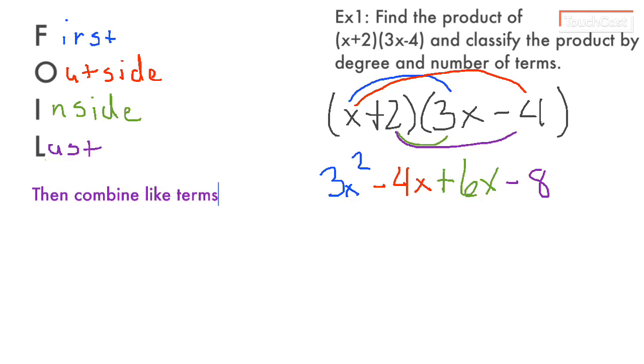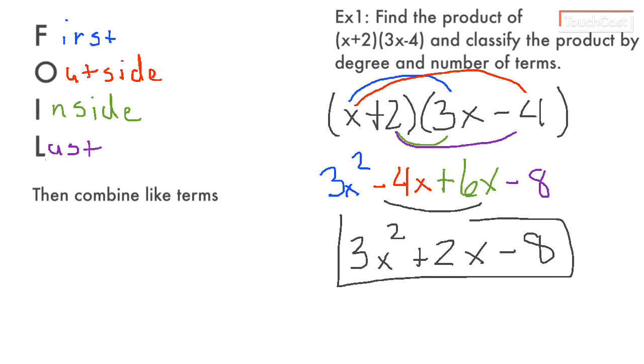So in here, we do have two like terms. Those are the middle two terms. We can combine the negative 4x and the 6x. So we're going to rewrite everything right below this. We keep our 3x squared because there's nothing to combine with it. Negative 4x plus 6x makes a positive 2x. So plus 2x minus 8 because there's nothing else to combine with it. Once we've done that, we've finished multiplying. So we've finished the first part of this problem, finding the product.